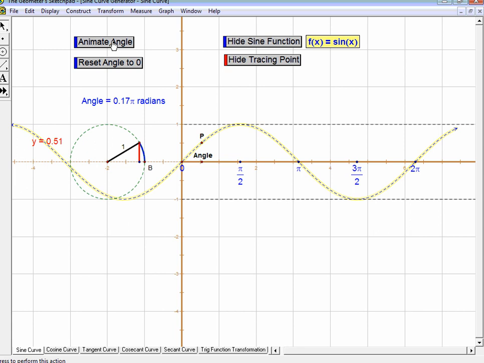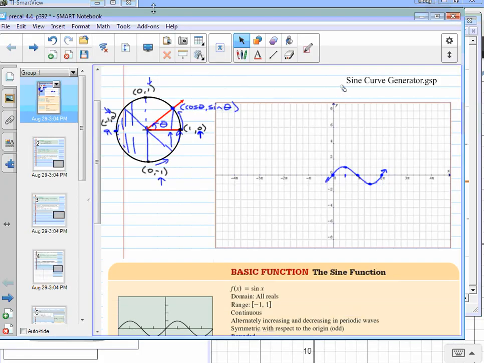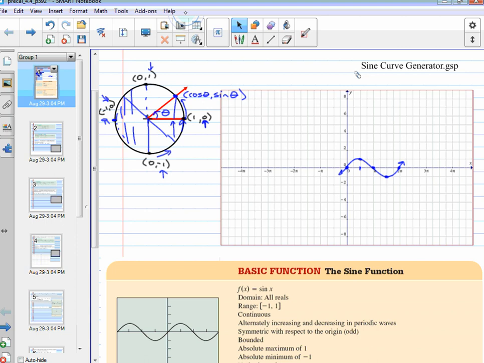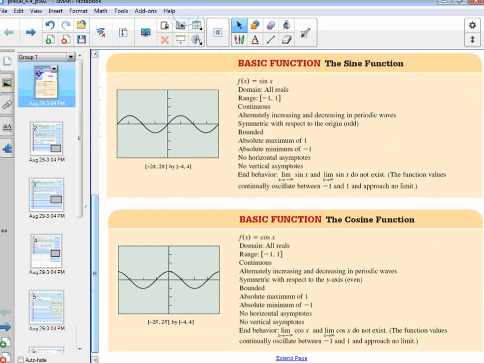So we'll stop that and come back. There we go. So let's look at the evaluation of all the specifics of this sine function. So our function is sine of x. The domain is all real numbers, all positive and negative angles I can put in.